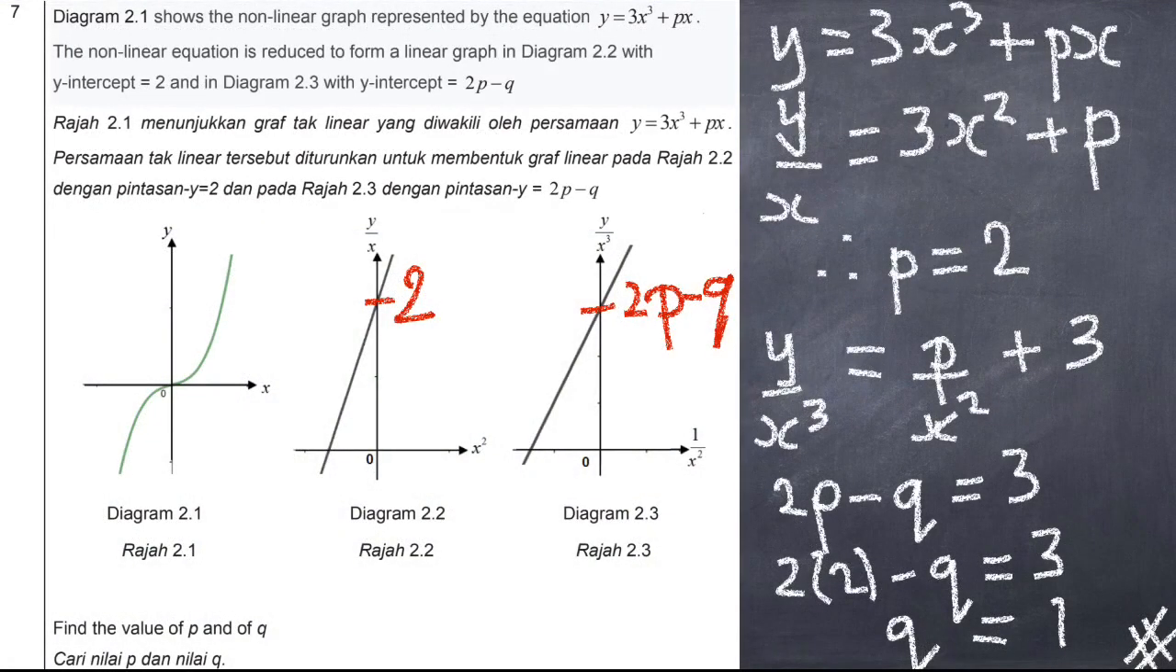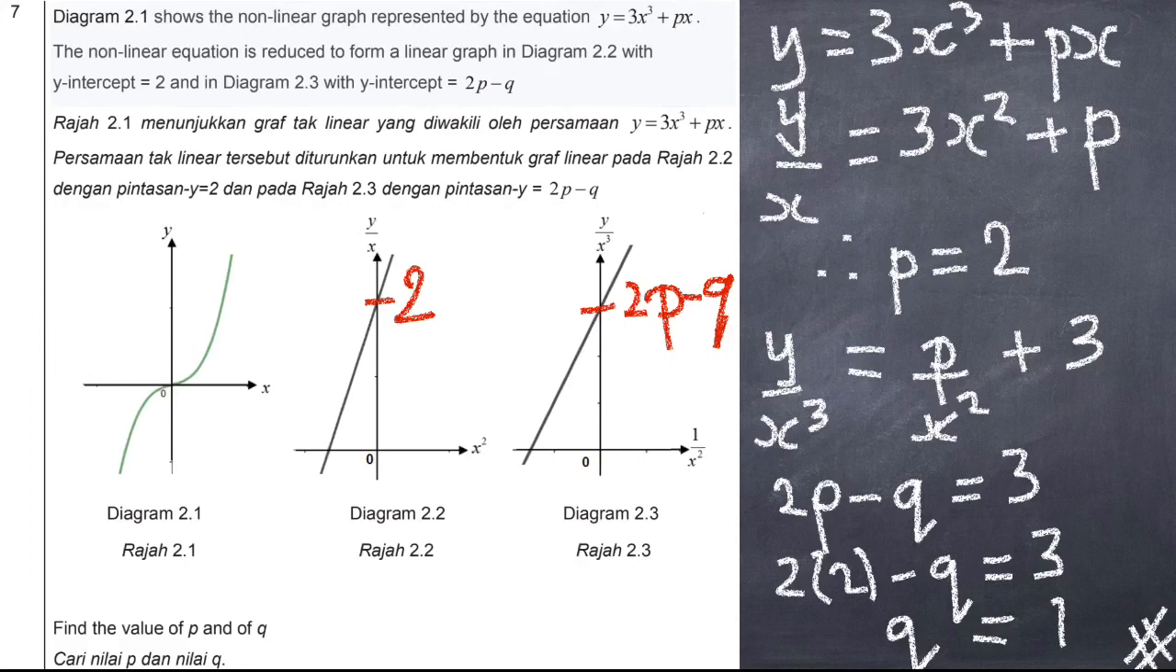Right, question number 7, we have two graphs. The first graph has the y-intercept equals to 2, and the second graph has the y-intercept 2p minus q. If you take the original equation y equals 3x cubed plus px and divide by x, you get the first graph. So y over x, and then 3x cubed over x becomes 3x squared. px over x becomes p. That means your y-intercept is the last term, which is p equals to 2, based on the graph. So you get your p answer straight away, which is p equals to 2.